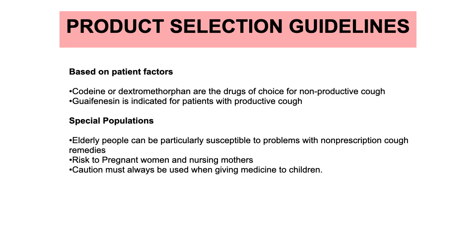So when selecting products, class, you should again base it on patient factors or special populations. Based on patient factors, codeine or dextromethorphan are the drugs of choice for non-productive cough. Dextromethorphan, class, works well as a general public. Codeine kasi requires an S2. So for us pharmacists, we can't really recommend codeine. Wala palang codeine na available na ngayon sa market. So guaifenesin naman is indicated for patients with productive cough. Right? Because it's a mucolytic drug.